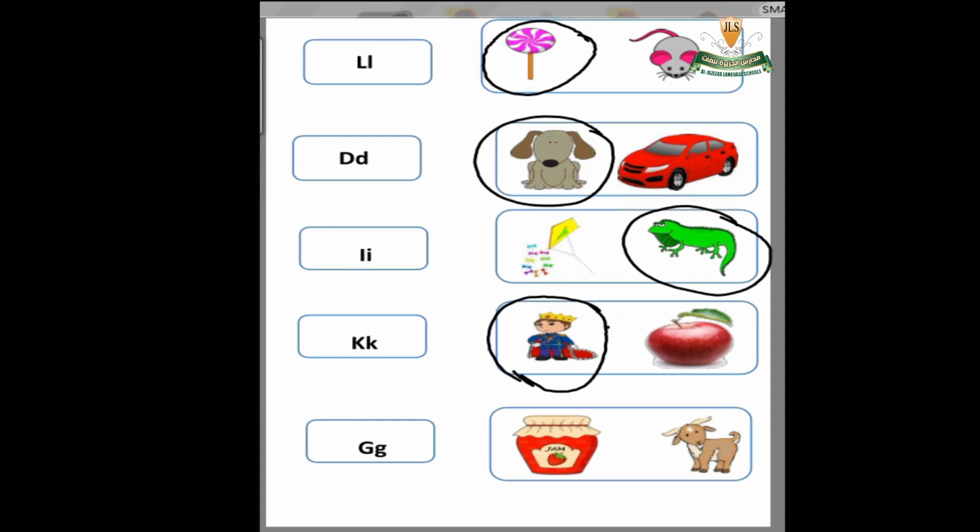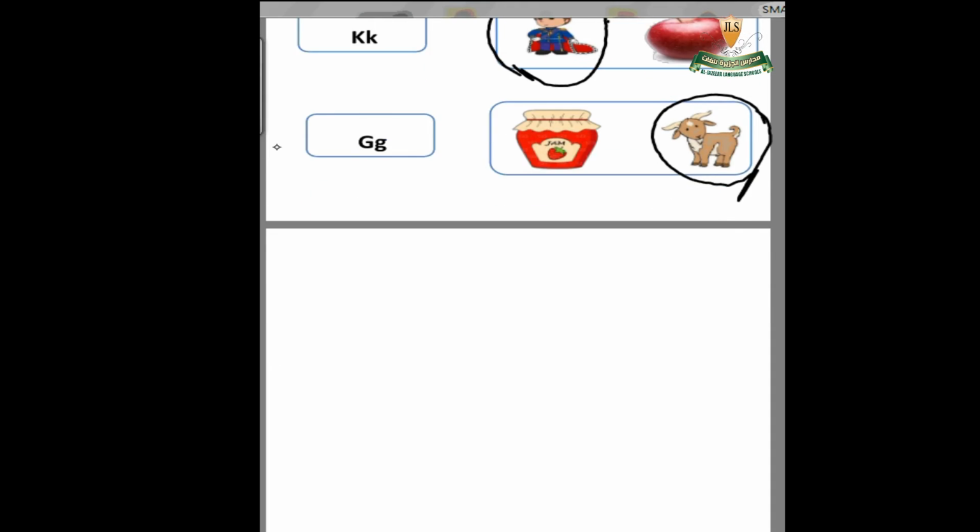Excellent, KG. What is this letter? Letter G. J, J. No. G, G. Excellent. G, G. Goat or jam? Goat. Make a circle. Another page. Thank you, KG.